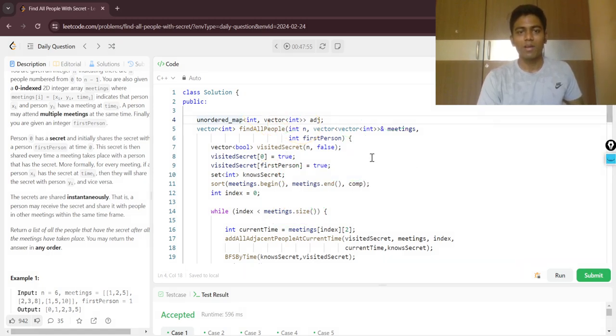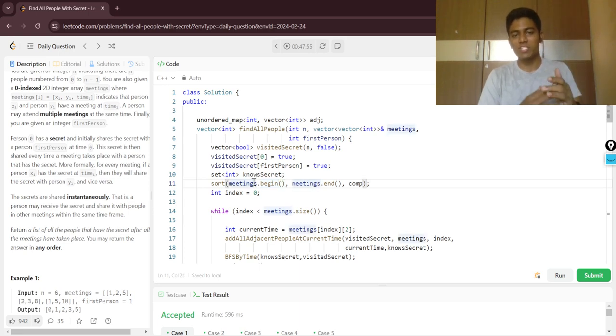And then this visited secret will store whether the person knows the secret or not. At the starting, 0 knows the secret, and then first person knows the secret, so we are assigning it to true. And then we'll store the set of people who know the secret at this particular time.